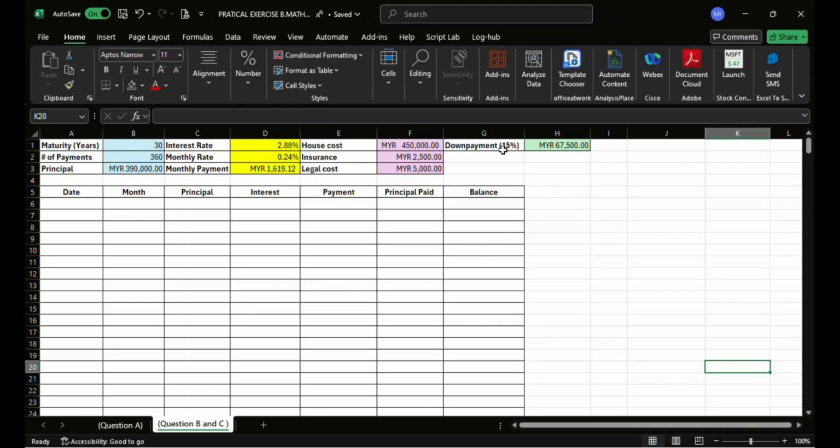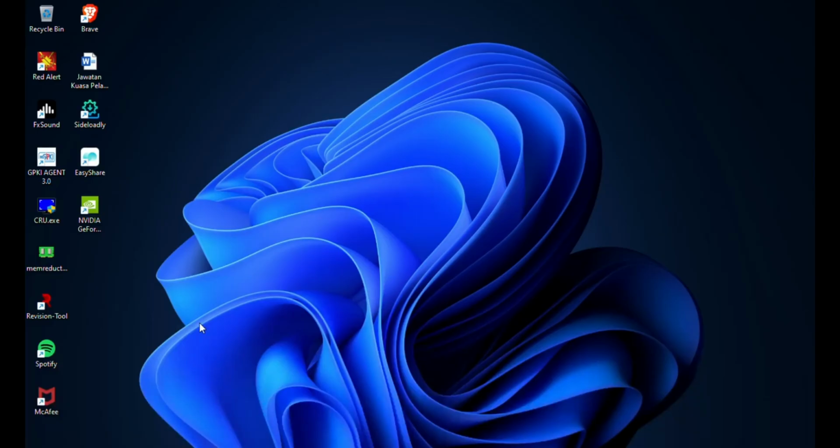To get the down payment of 50% here, take the total house cost, which is 450,000, times 50%, and you will get the total amount of the down payment. The total house cost times 50% gives the total of the down payment.